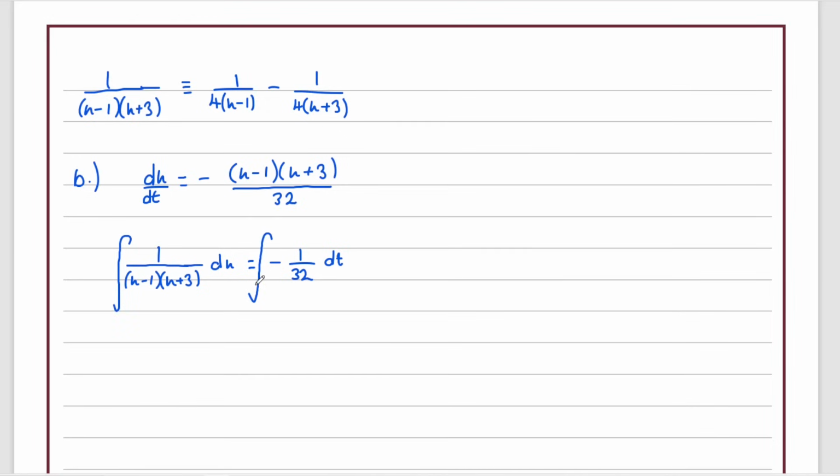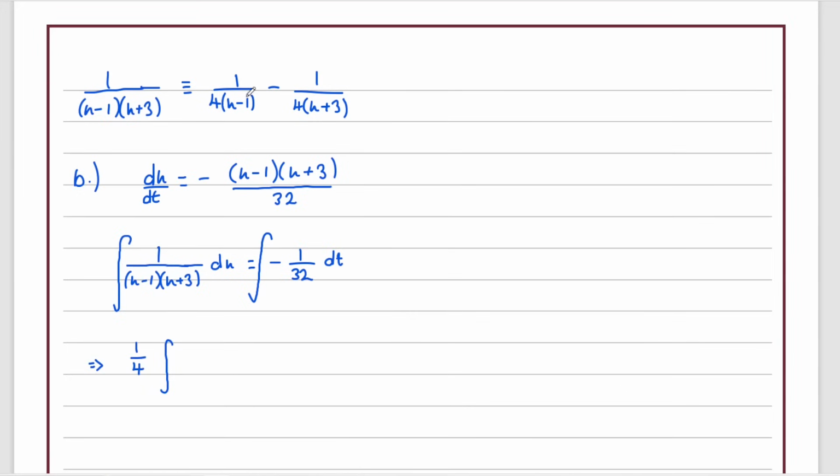Okay, so this side here is a little bit more complicated, clearly, compared to this integral here. But notice I've got 1 over (h minus 1) times (h plus 3), and we've already split this into partial fractions. That's 1 over 4 lots of (h minus 1) minus 1 over 4 lots of (h plus 3). So the very first thing I can do here is factor out a 1 over 4 outside the integral using linearity. We can write that as 1 over 4 lots of my integral here.